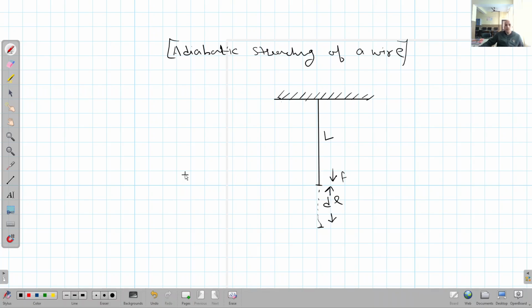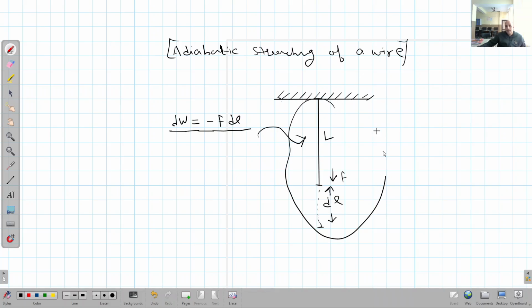Right? When we have applied force here, the amount of work done, that is dW, is equal to minus F dl, force into displacement. Here I have taken this negative sign because work is done on the system, not by the system. Now this wire is a system, and work is done on the system. So that's why we have taken this work as negative.